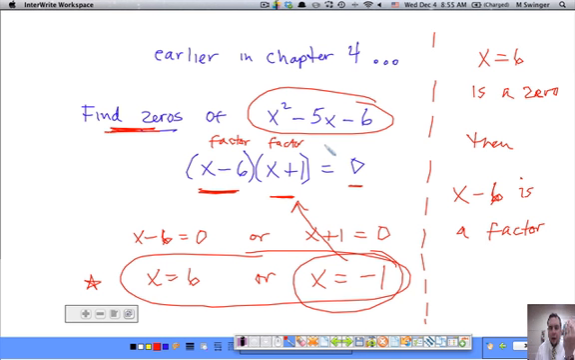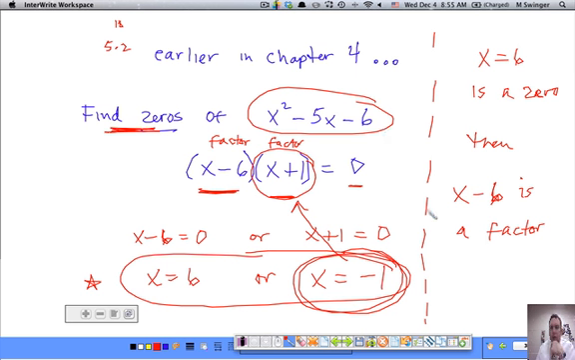What do you mean by factor? Factors of 10 are 5 times 2. Those are factors. Factors of this is this times this, right? So this has to be a factor of x squared minus 5x minus 6. If this is a 0, this has to be a factor of the original, okay?